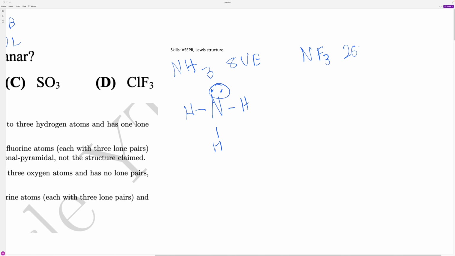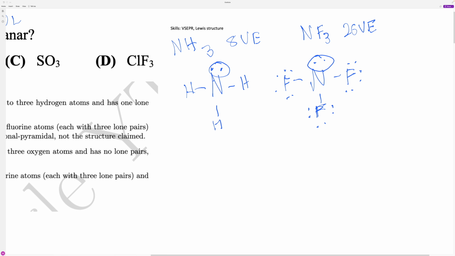NF3 is going to have 26 valence electrons. It's going to have a similar structure to NH3, actually, except the fluorines are going to have lone pairs here, which doesn't really affect anything. You still have this lone pair on the nitrogen, so according to VSEPR, this is not going to be trigonal planar. Let's move on to C, which is SO3.